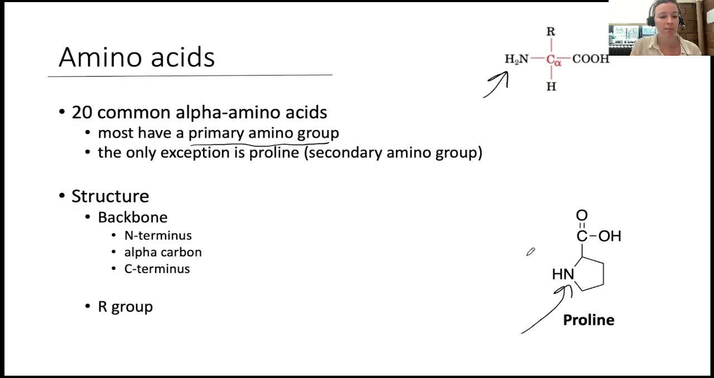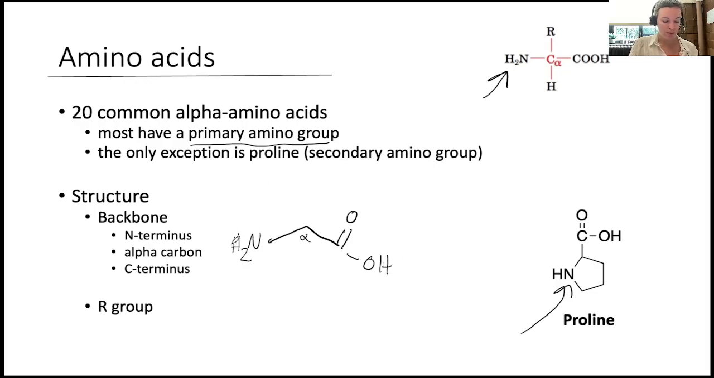What should we understand about the structure of amino acids? Well, we have what we call the backbone of the amino acid. This is common between all amino acids. We have the N-terminus. We have the alpha carbon and the C-terminus. Actually, let me just undo that real quick to show you first how it looks with its proton. We'll talk more about that later.